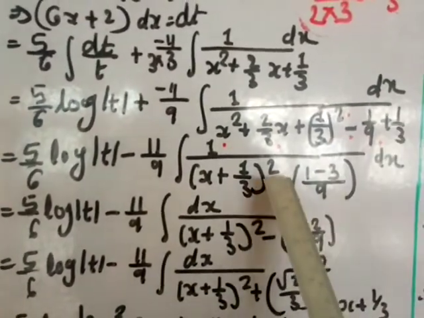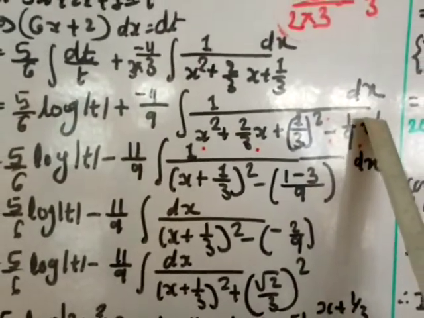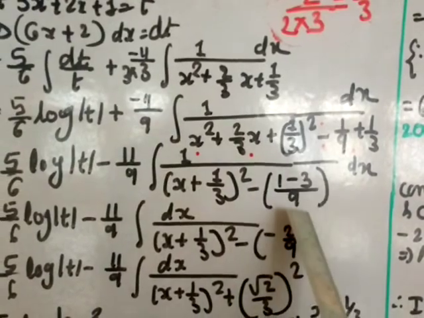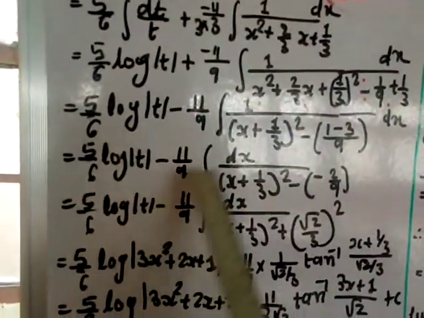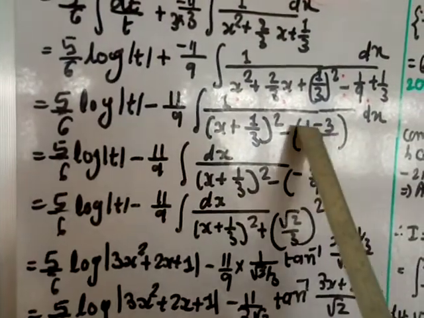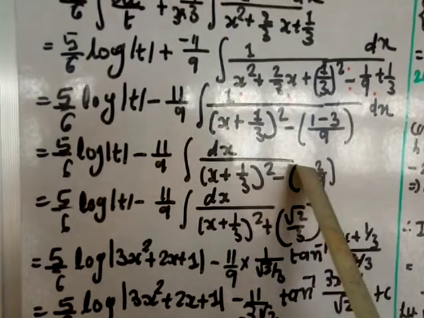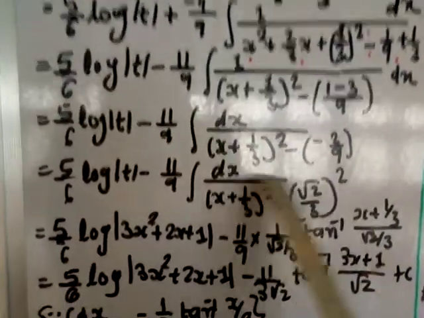From here I am taking minus common and I am making the LCM. So LCM is 9, so I need to multiply here 3. So here if I take minus common, here 1 minus 3, so 1 minus 3 by 9 dx. Now this is as it is, this is as it is, this is as it is. Minus 3 plus 1 gives you minus 2 by 9, minus and minus plus, so plus, and 2 can be written as root 2 square and 9 can be written as 3 square, so root 2 by 3 whole square, and this is as it is.